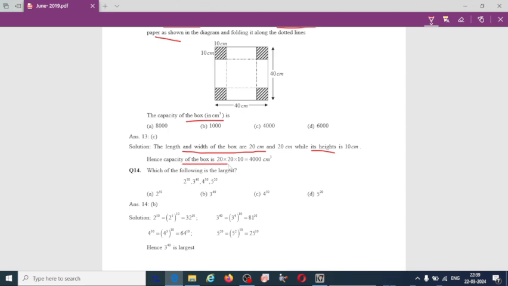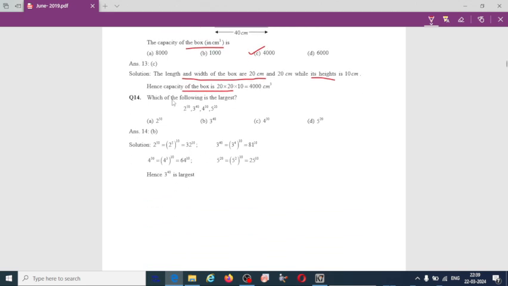Hence capacity of the box is going to be 4000 centimeter cube. Which of the following is the largest? Here the given numbers, the powers of the numbers you should make the same.